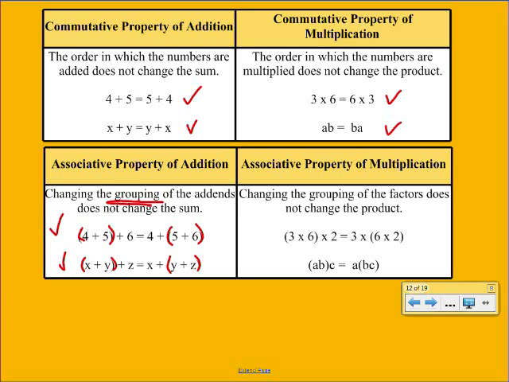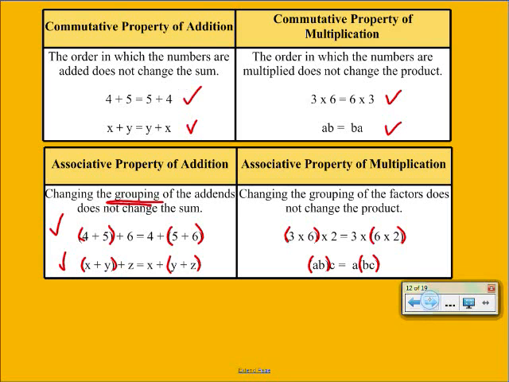Same thing happens with the associative property of multiplication. The numbers are the same in the same order. We are just changing which ones we multiply first. Variables are the same way, same order. The parentheses just tell us that we're multiplying a different pair first.